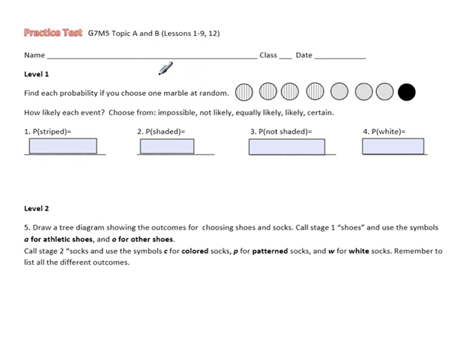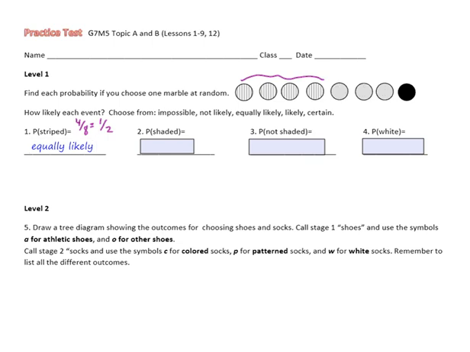The Level 1 questions. Find each probability if you choose one marble at random. How likely is each event? Choose from impossible, not likely, equally likely, likely, or certain. The probability of striped. There are 4 striped out of a total of 8, so our probability is 4 out of 8. In simplest form, that would equal 1/2. The probability of 1/2 is equally likely.